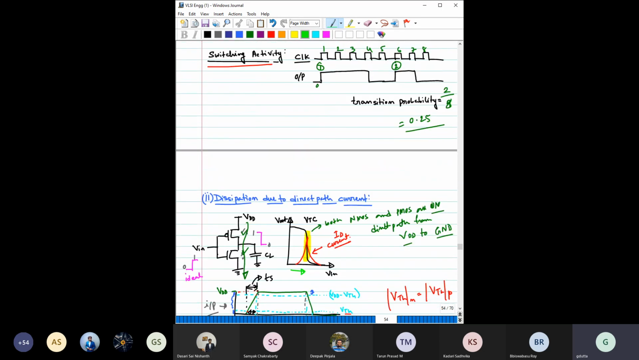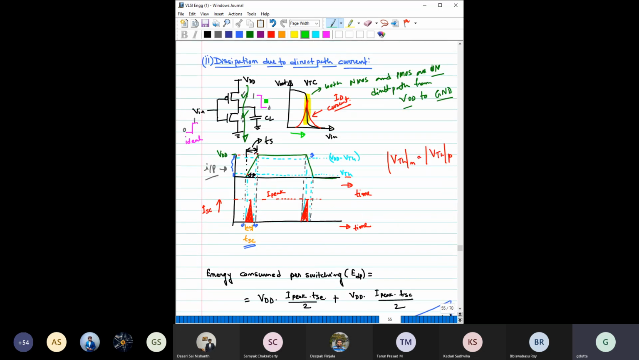The next one, which we already discussed in the last class, is the power dissipation due to the direct path. From the voltage transfer characteristics of this inverter, which looks something like this, in this region both the transistors are simultaneously on, and we have seen the current profile, ID, also looks like this. So during this region, VDD is shorted with the ground; there is a direct path.